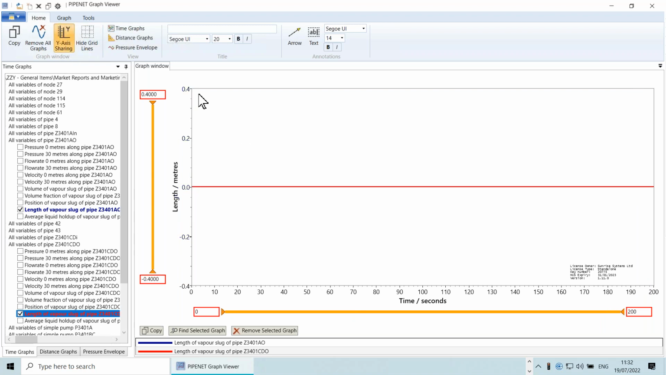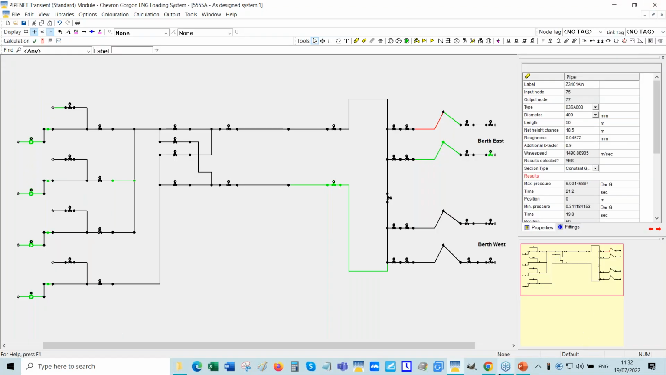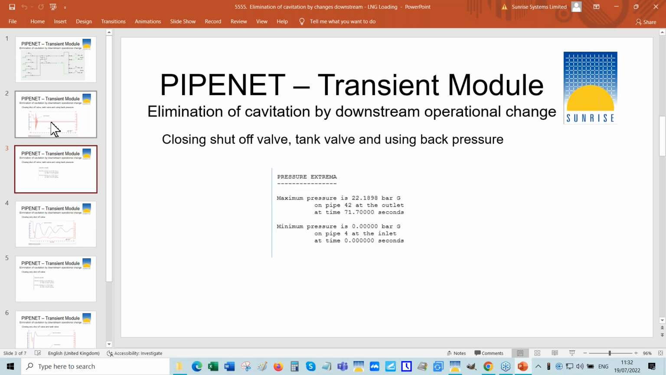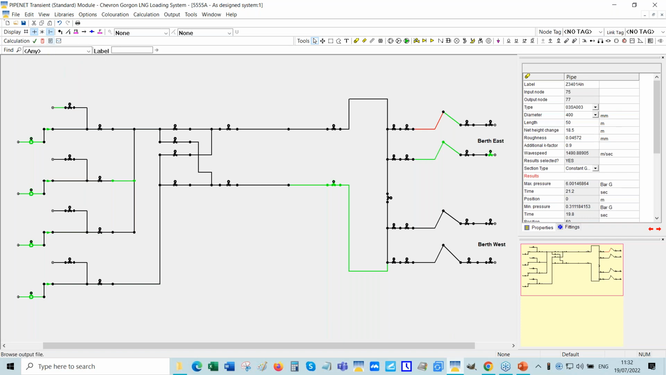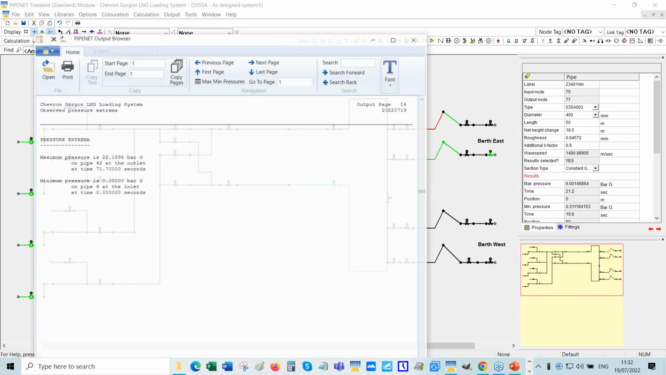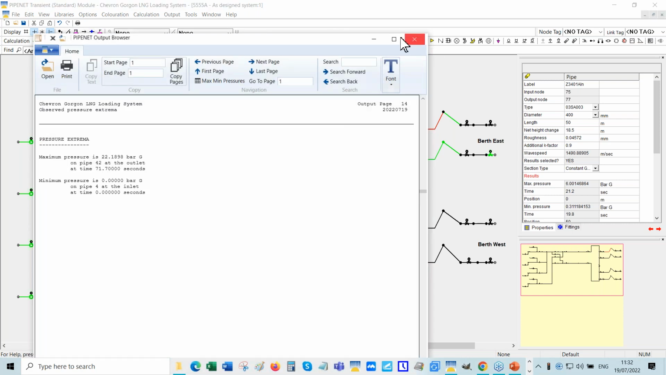You can share the axis, so they're both on the same axis. Sometimes that's very useful. You see, there's no cavitation. You can look at all these things, if you like. You can look at the maximum pressure. It's really not that useful because I don't think that's in the loading arm pipe 42.